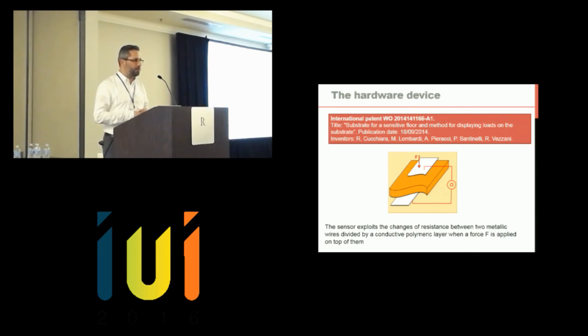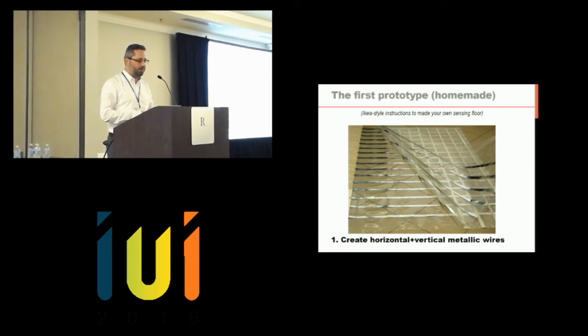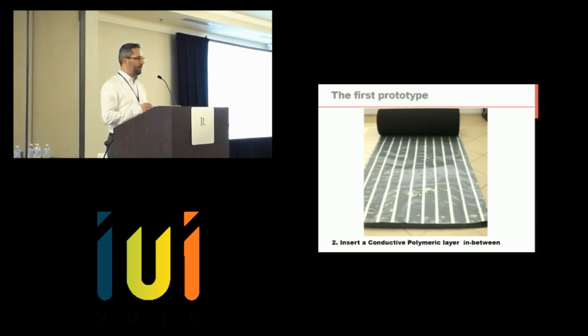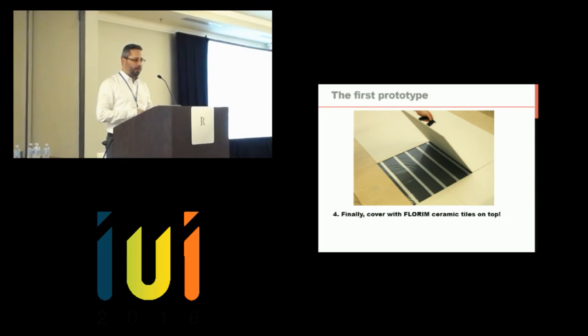First of all, the hardware device. We have a patent on that, and the principle is that the resistance between two metallic wires changes if the pressure on top of them changes. And then just a few instructions if you want to make your own floor. Create horizontal and vertical metallic wires. Between them, you can place a conductive polymeric layer. And then you have to use flat cables to reach a capture board. And finally, you can cover with flooring ceramic tiles on top of them.